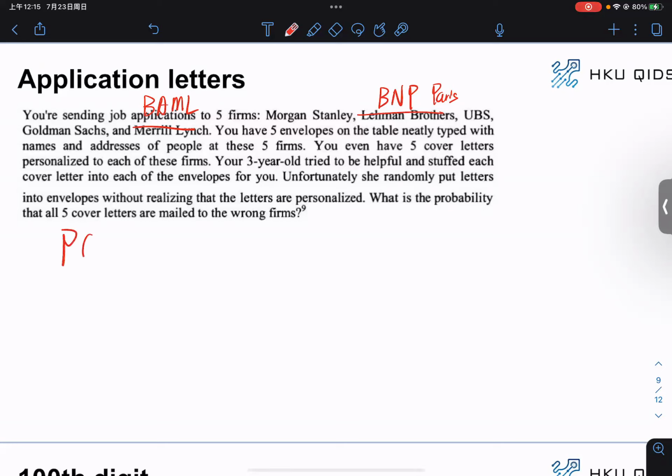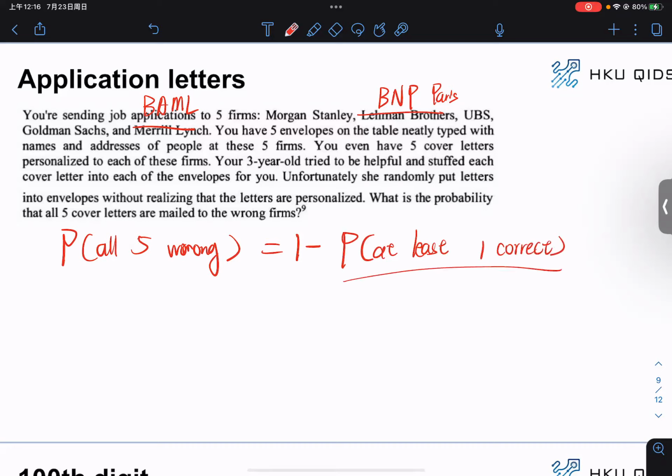So the probability all 5 wrong is hard to find, right? What we can find is the probability of at least 1 correct. Why is that the case?